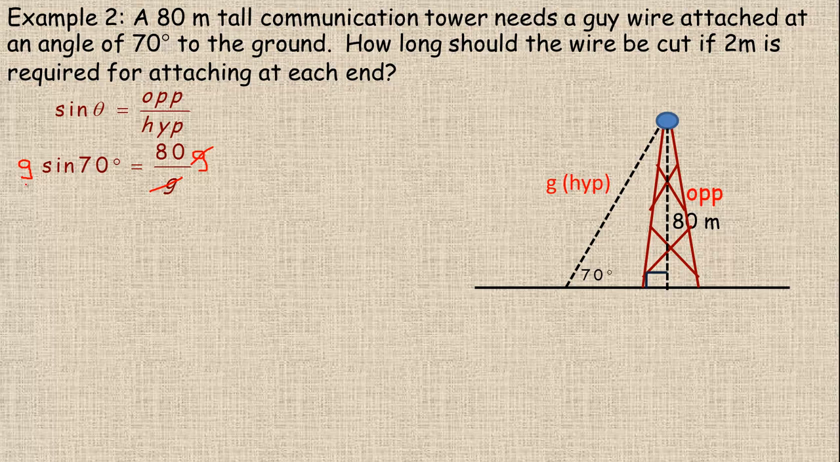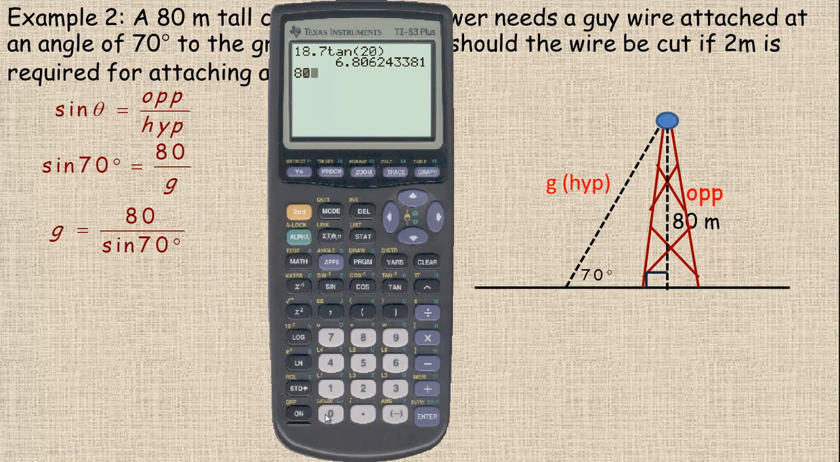I want to isolate for G. So I would divide both sides by the sine of 70 degrees. So basically over here we have 80 divided by the sine of 70. These divide out. And so that's what G equals. G, the calculation, it's 80 divided by the sine of 70. That's the calculation. So let me erase my writings here. And so we would divide 80 by the sine of 70.